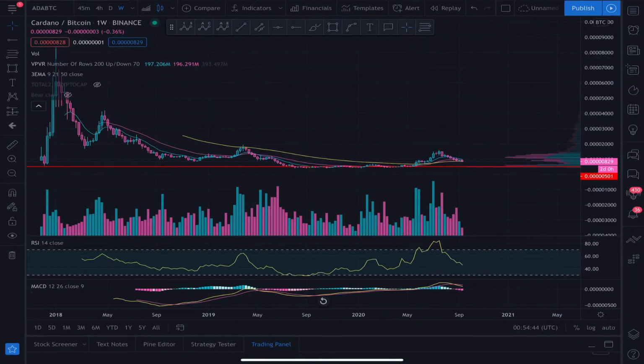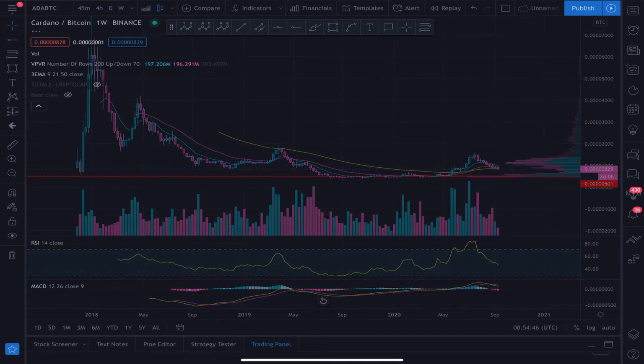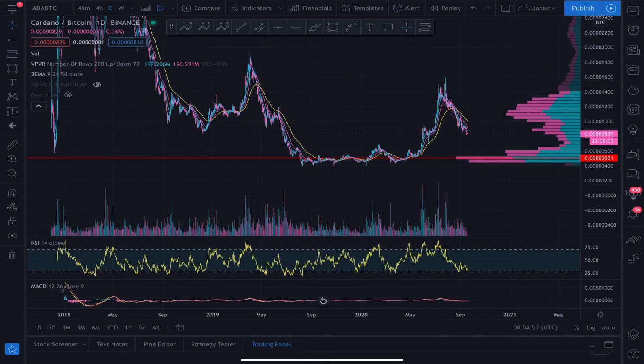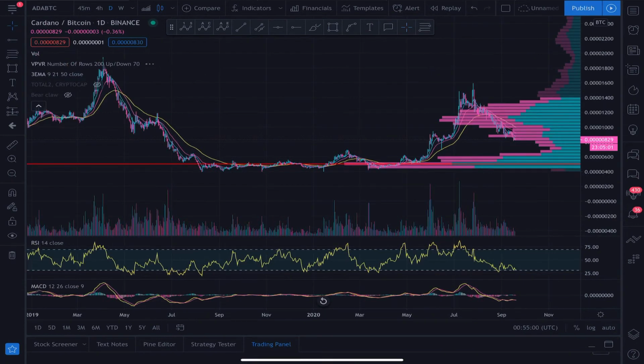So when we can see this structure on the weekly, we're going to go into the daily, and then you would try and see if you could find the Wyckoff box that's inside of this bottoming pattern.